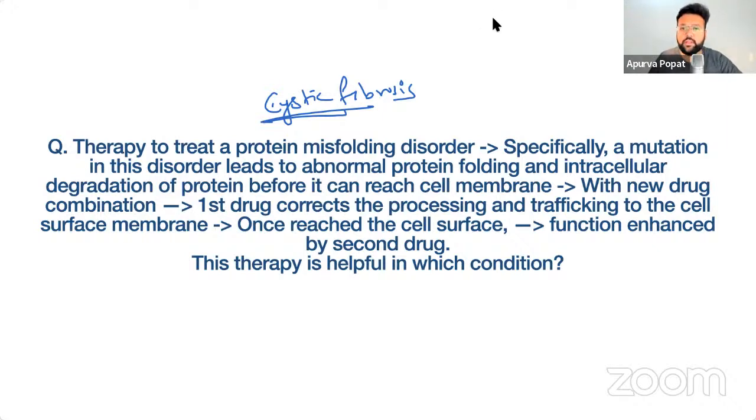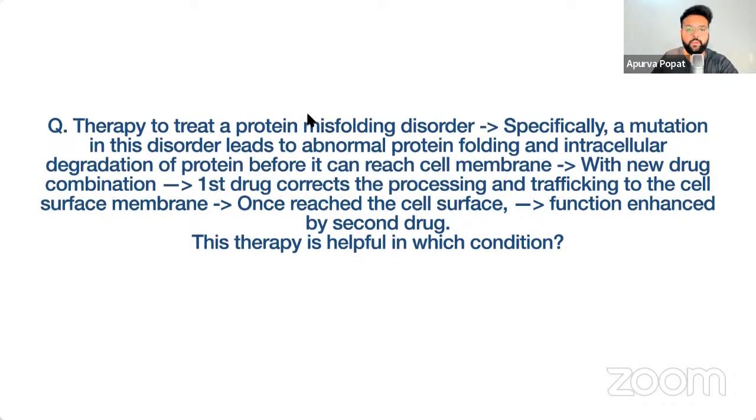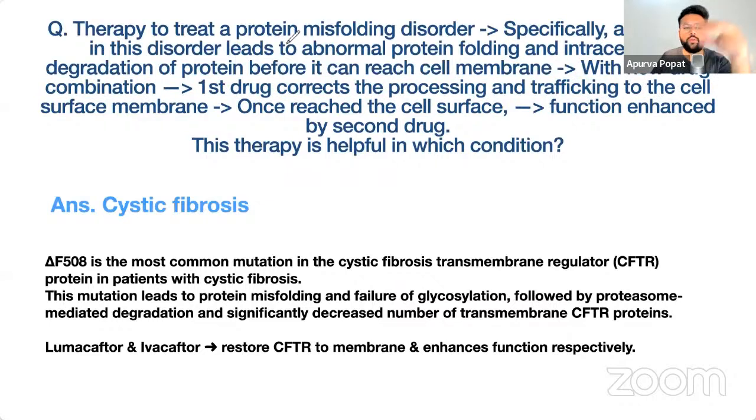Drug which can be used in cystic fibrosis which can send the protein to the membrane? Very good. So we have two drugs. One is lumacaftor and one is ivacaftor. Lumacaftor can send the protein to the cell membrane, and ivacaftor can improve the function of that protein.